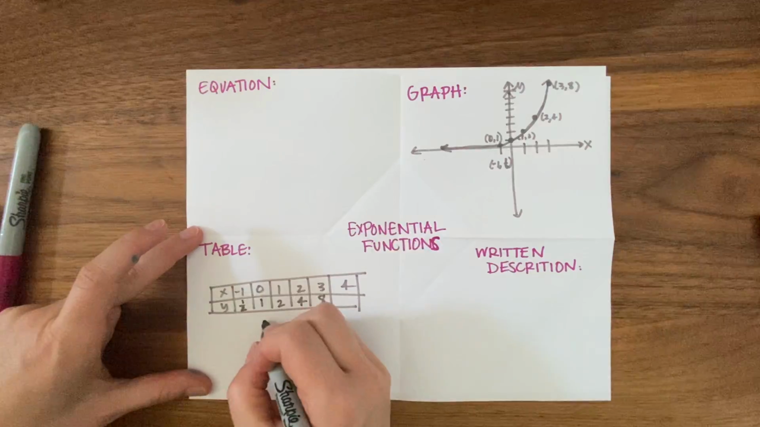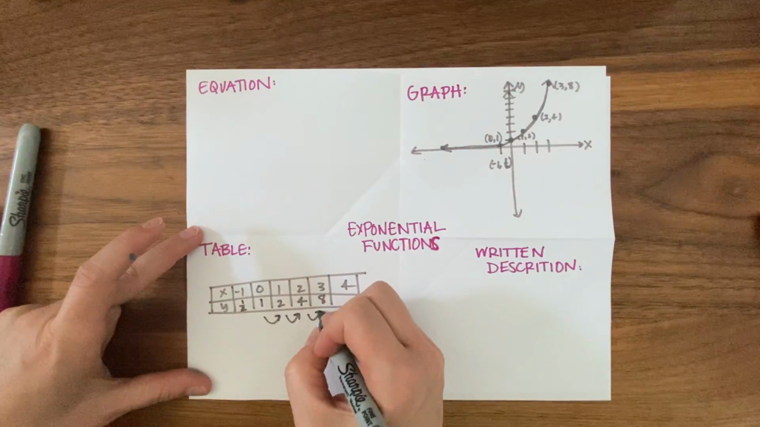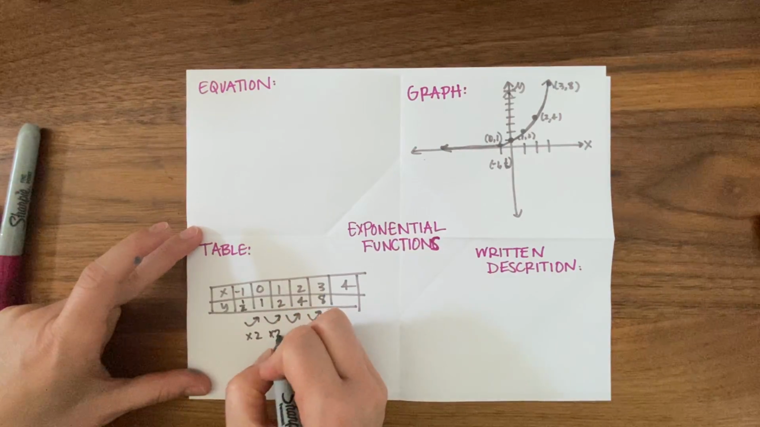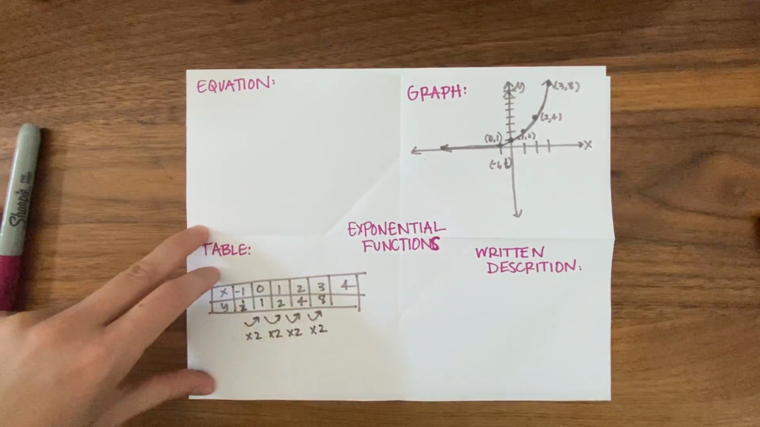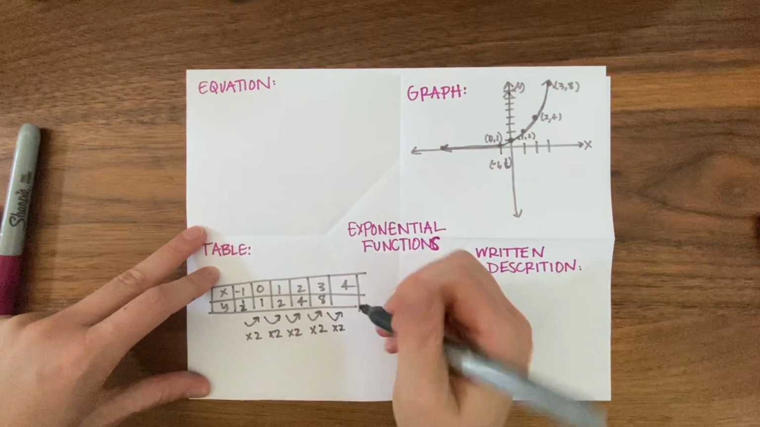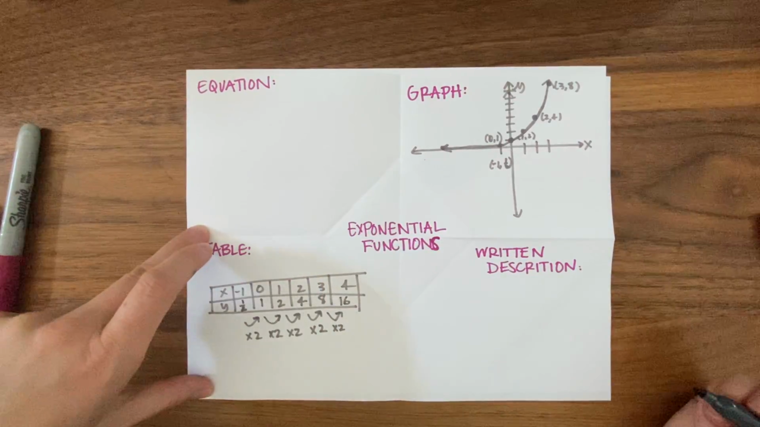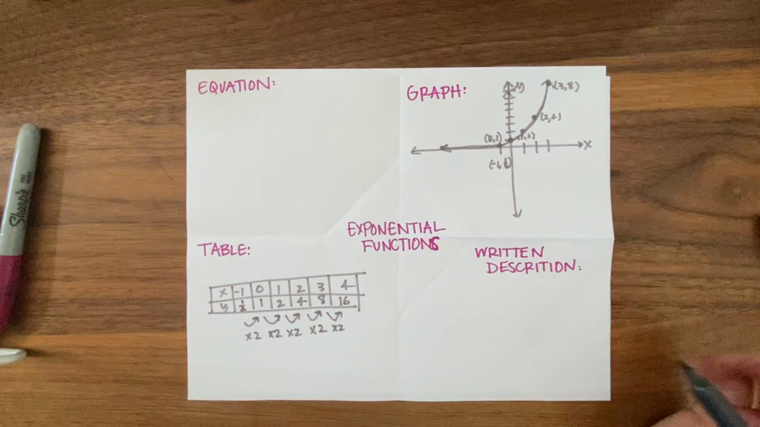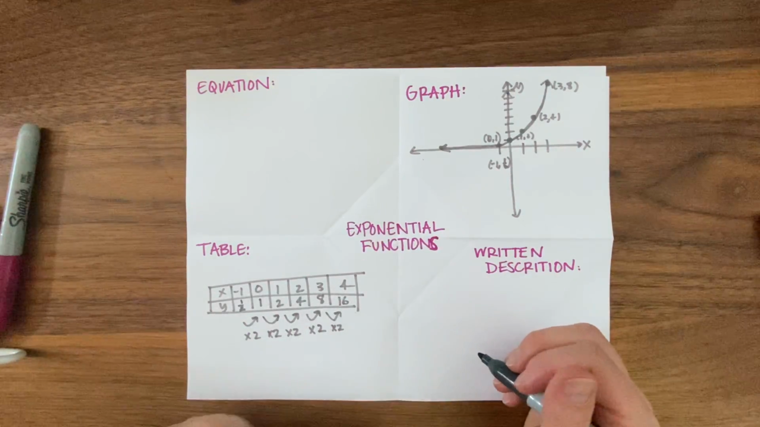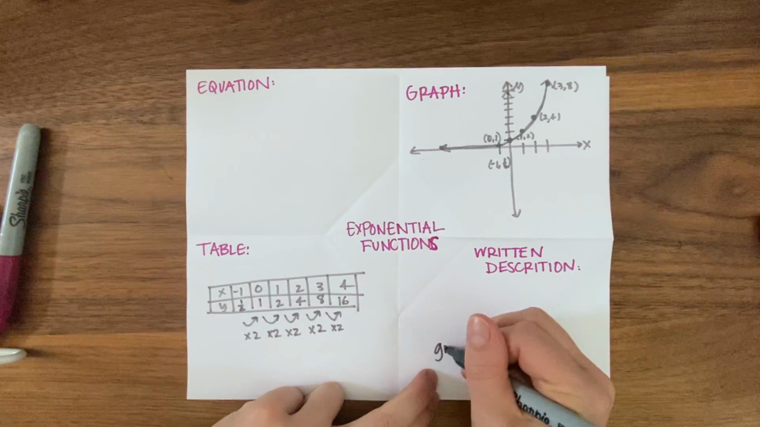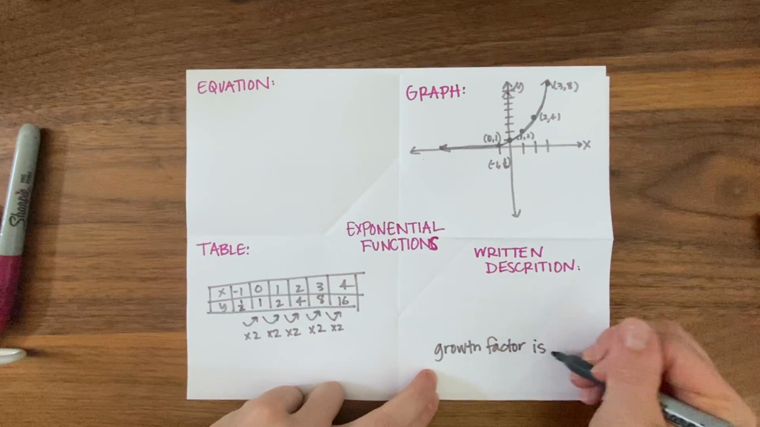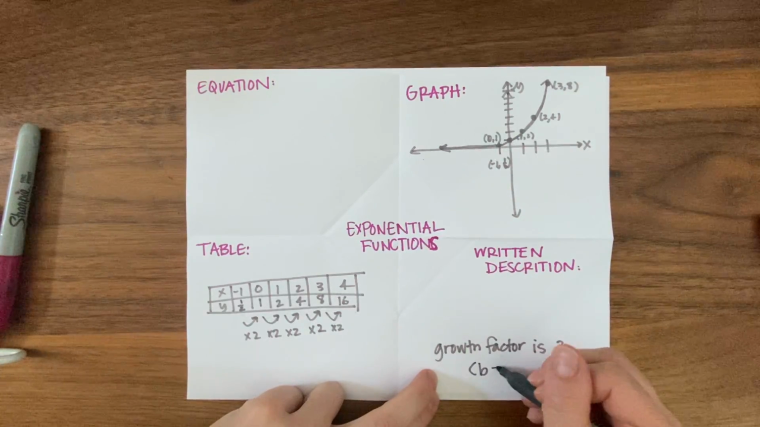Well, I notice each time I go, what am I multiplying by each time? That's right, 2. I'm multiplying by 2 times 2 times 2 times 2. So if I'm multiplying by 2, that tells me that my next value, 8 times 2, should be 16. Nice. Okay. Next, if I want to talk about this as a written description, when I keep multiplying by 2, what does that tell me? That tells me that my growth factor is 2. B equals 2.